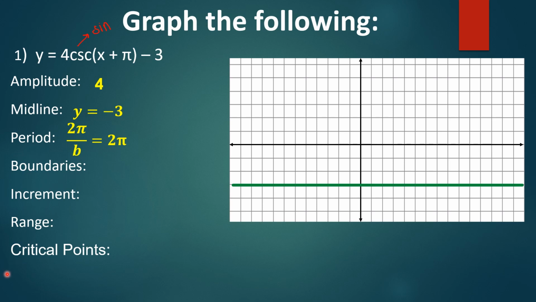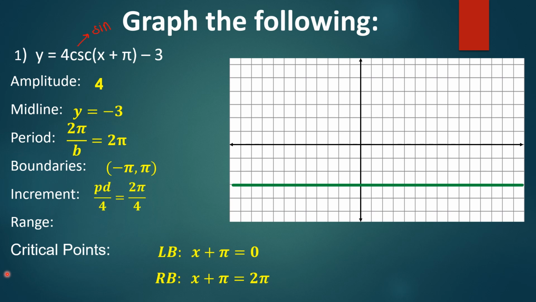There's no horizontal stretch or shrink. The boundaries are found by setting everything in parentheses equal to 0 for the left boundary and equal to 2 pi for the right boundary. You should solve to get your boundaries to be -pi to +pi. Okay, and then the increment that we add to get from -pi to +pi is the period divided by 4. So 2 pi over 4, or pi over 2 if you'd like to write it like that.